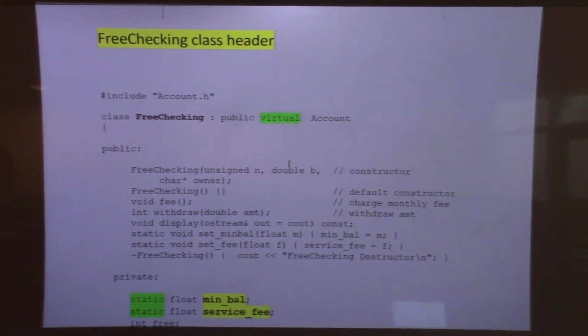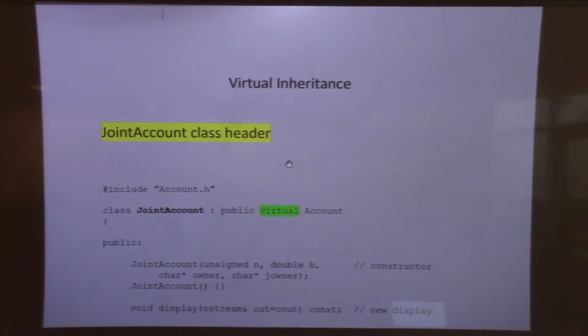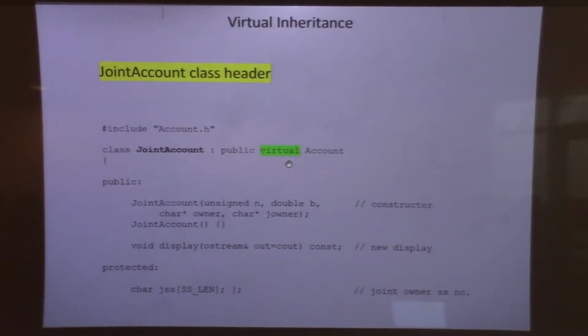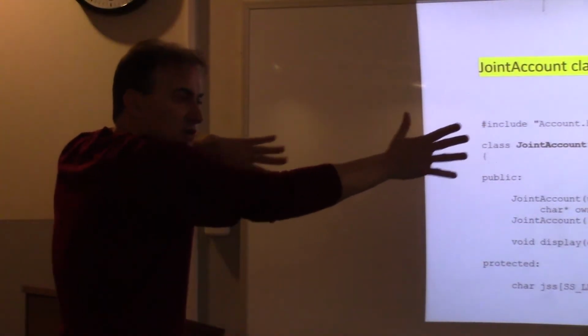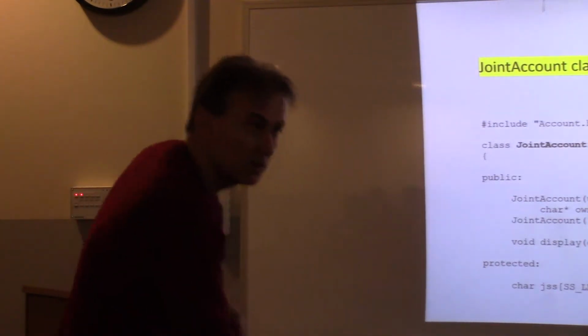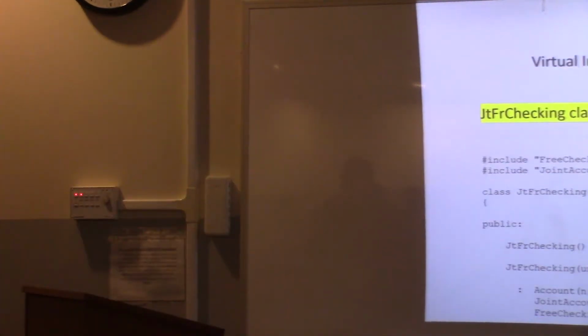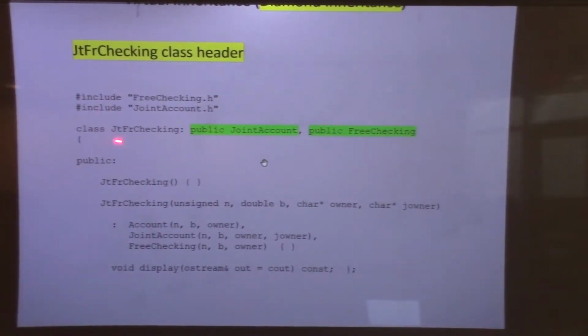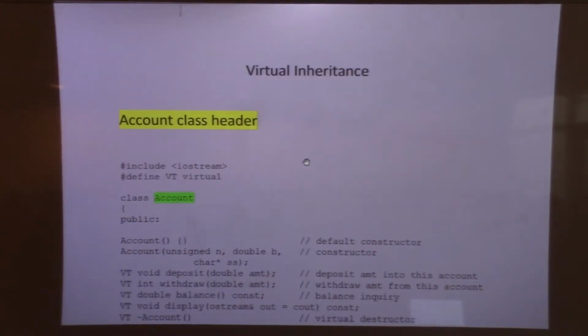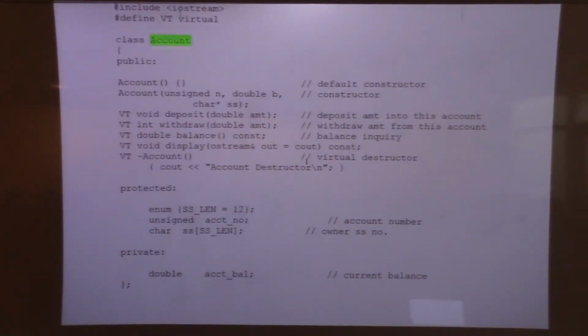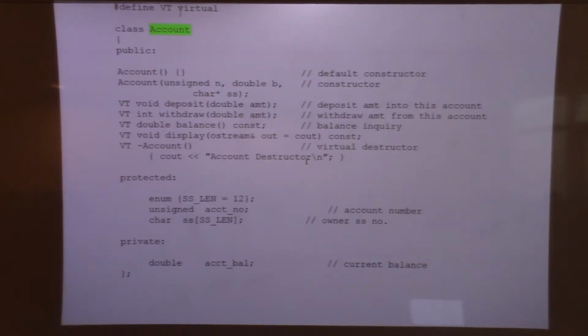So free checking is a virtual of account, free checking. Then we have joint account, public virtual account. So we have account, free checking, and then joint account. Now with free checking and joint account, we're going to create a diamond inheritance. We're going to create a free joint checking. So here it is. Look at this. Class JTFR checking, public joint account, comma, public free checking. You understand? It closes the diamond, but only gets one copy of what? One copy of the account stuff.